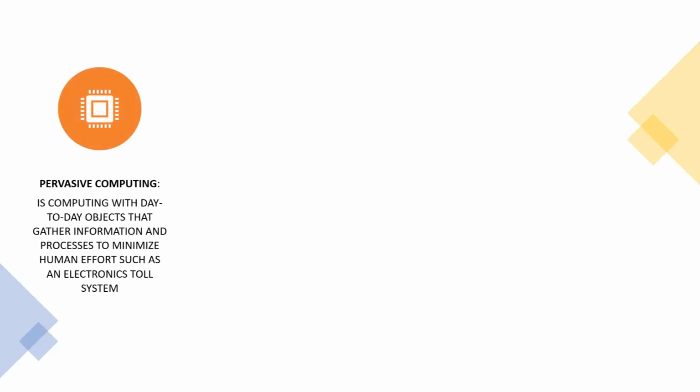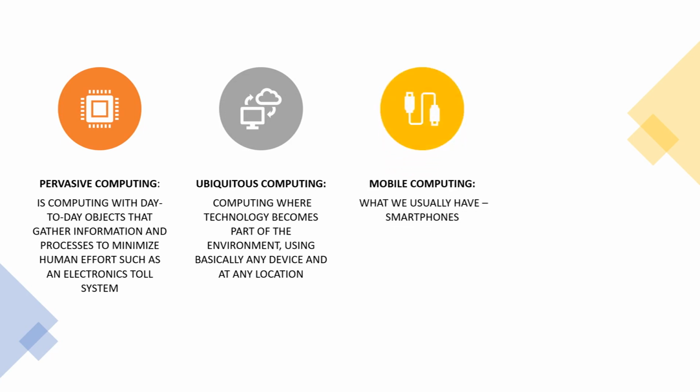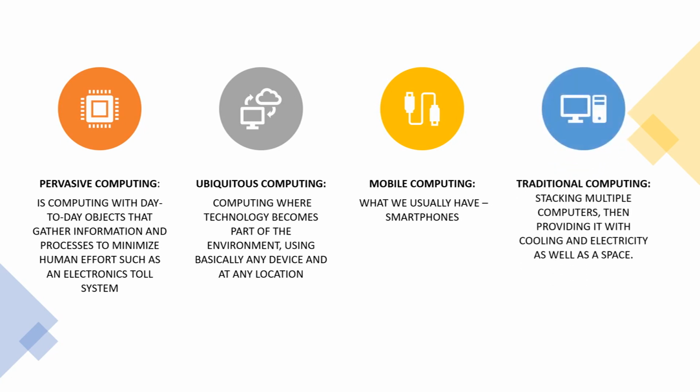So, what are these computings? To understand this, let's have a look. Pervasive computing is computing with day-to-day objects that gather information and process it to minimize human effort, such as an electronic toll system. Ubiquitous computing is computing where technology becomes part of the environment, using basically any device and at any location. Mobile computing is what we usually have, smartphones. Traditional computing is stacking multiple computers, then providing them with cooling, electricity, as well as space.